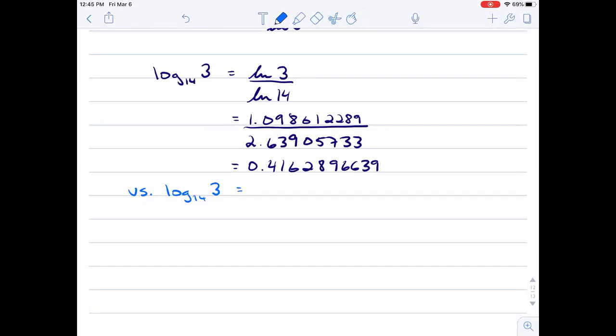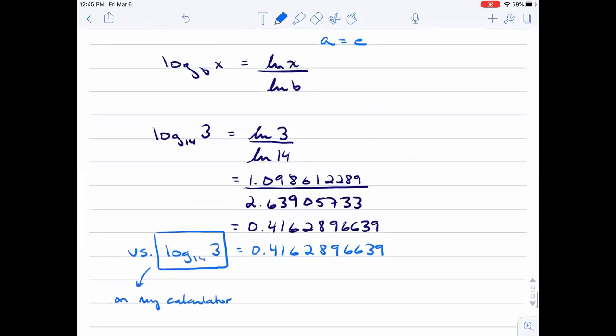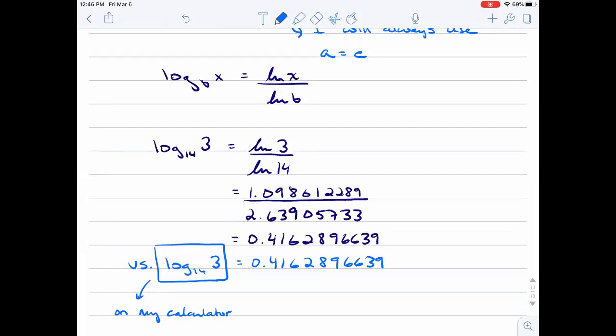I've got the any base button on my calculator. So if I do log base 14 of 3 on my calculator, and I'll indicate that just by making it this button, on my calculator I get equals 0.4162896639. Don't worry, they will always be the same. So that's what I mean by, you don't have to have a log base b of x button on your calculator. If you don't though, you will have an ln button. And so you'll always be able to just do the natural log of this over the natural log of this, to be able to solve these things.